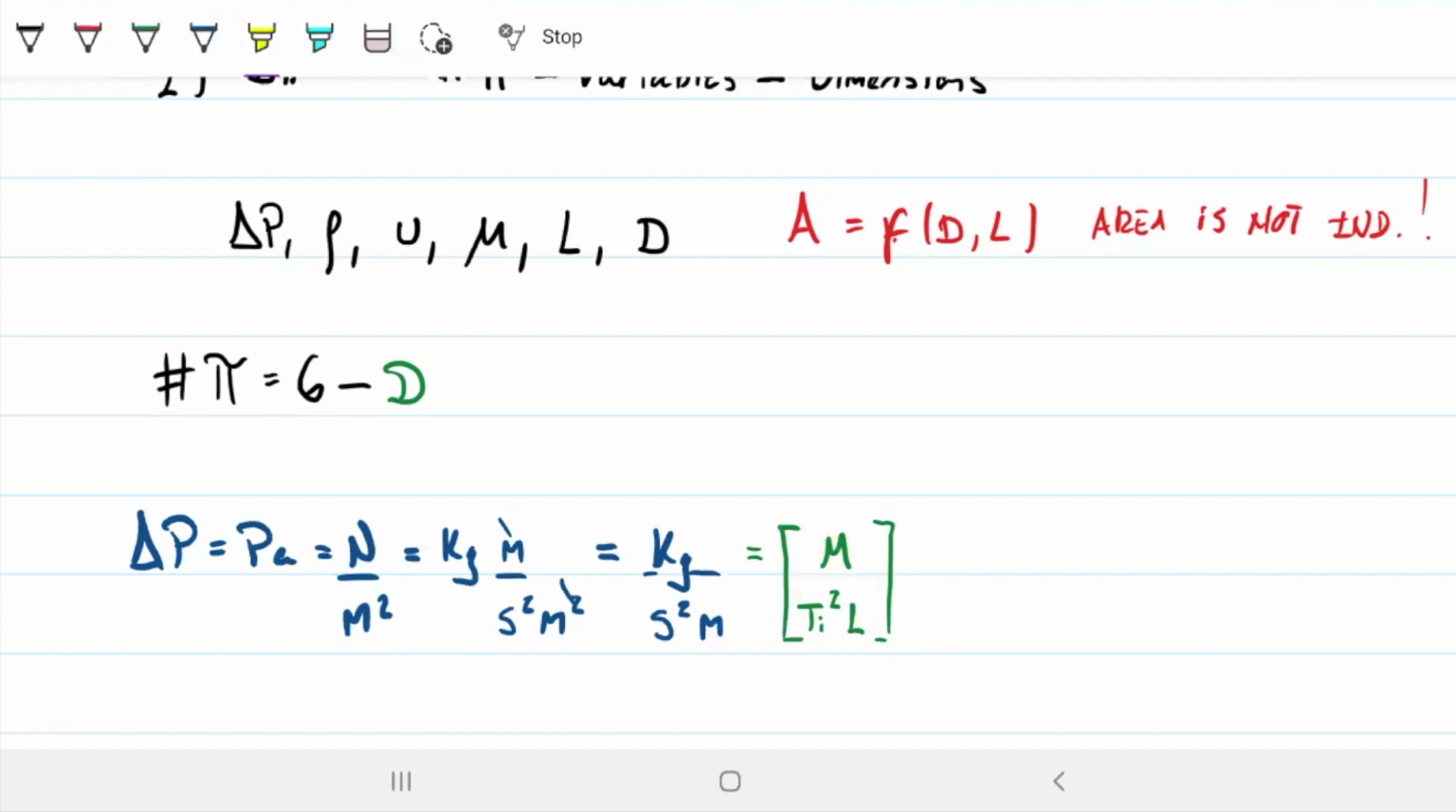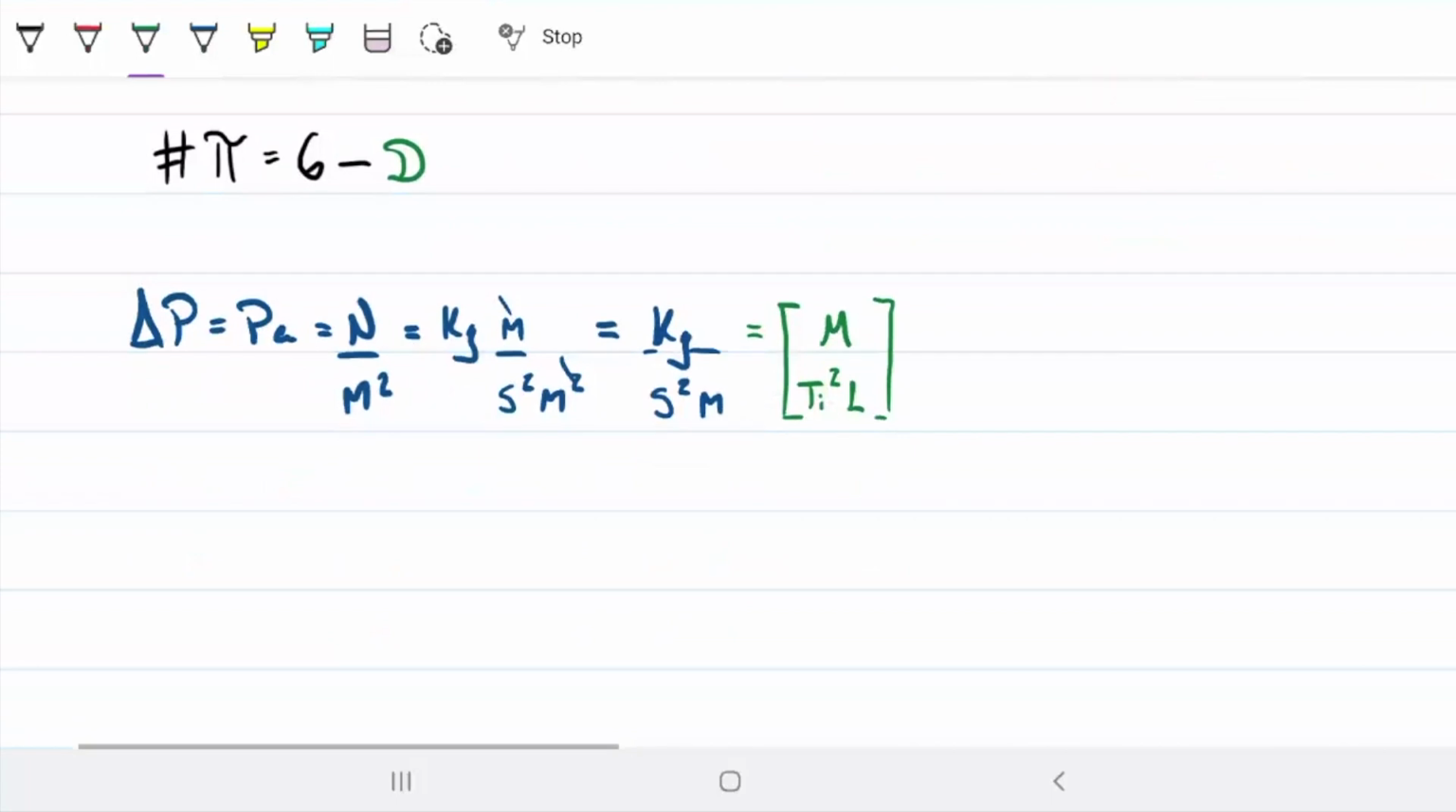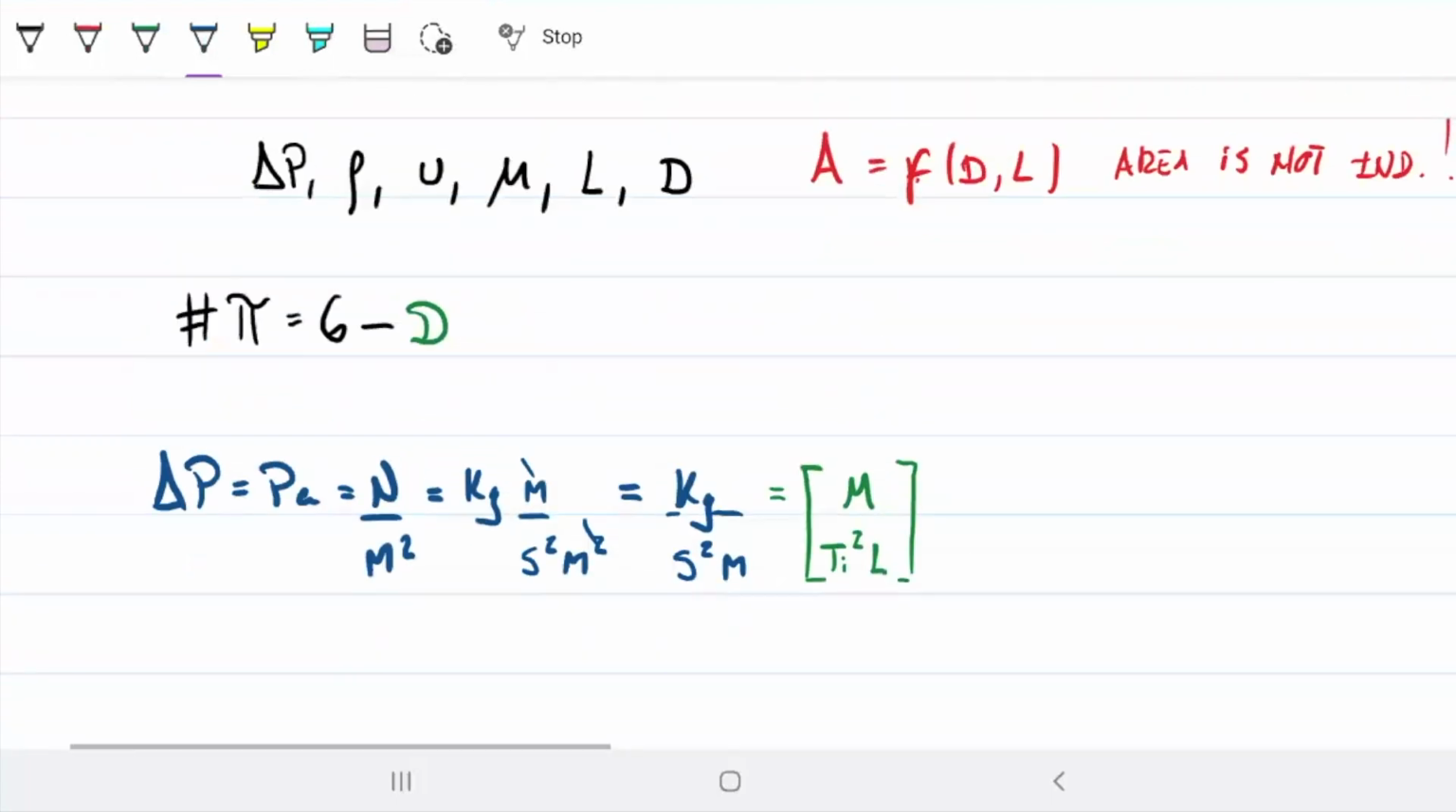Because T is used for both temperature and time, right? That's why I put the little I there, because as we're learning this for the first time, it's probably best to have that so that we're not confused. Okay, so those are the 3 dimensions we have for pressure, but we need to be exhaustive. So we need to look at all our variables and see all the dimensions that we are working with.